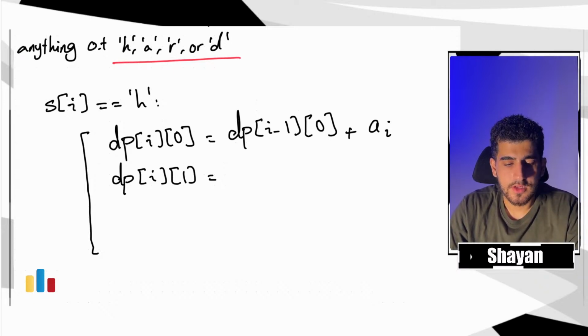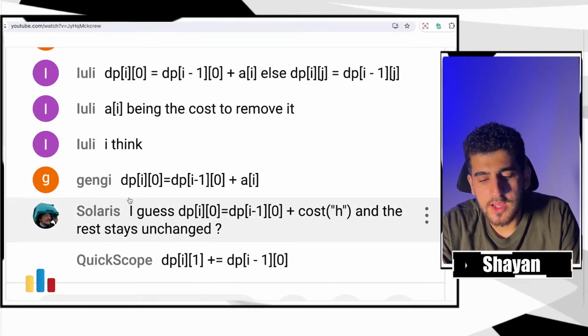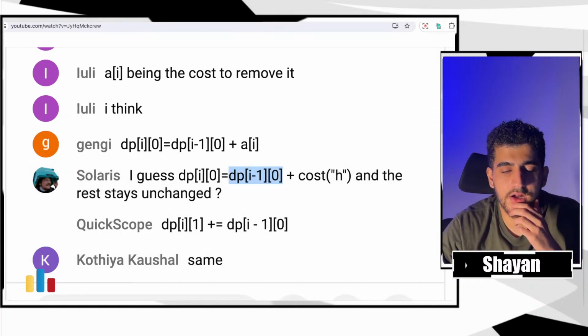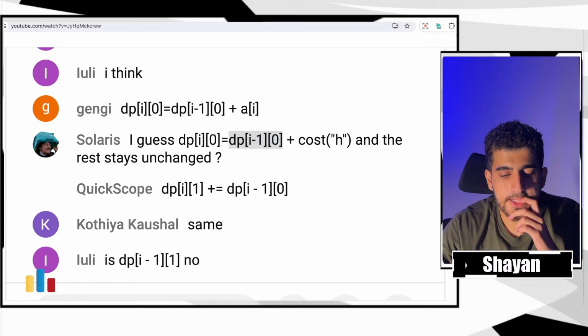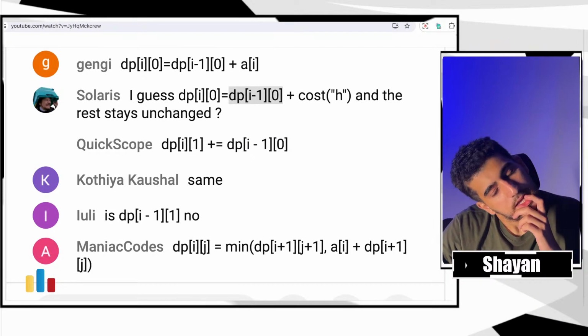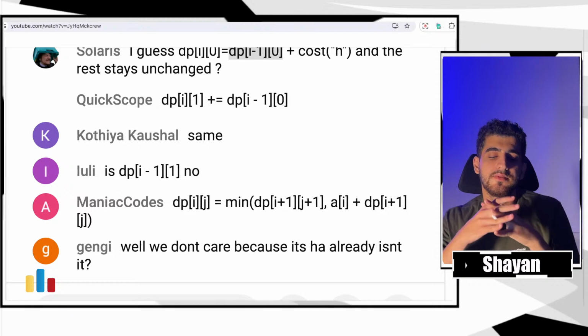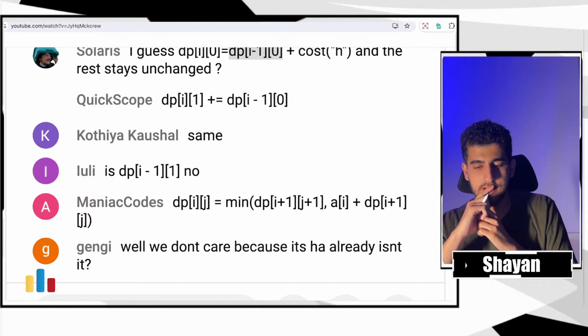Yes. About dp of I and 0, exactly. It is dp of I minus 1 and 0 plus the cost of this H. It can be the same as dp of I minus 1 and 1, but there is one more case as well.